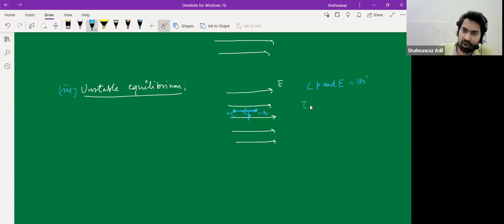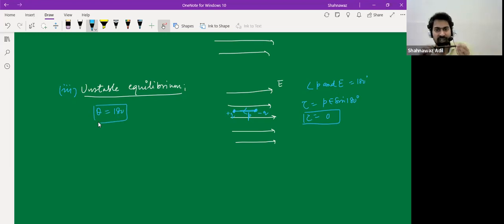So your tau would be PE sine of 180 degrees, and this is also 0. So your tau is minimum, right? But this is the unstable equilibrium, because if you move this dipole at some angle, it will not come back to its original position. So this is why it is called the unstable equilibrium, right?